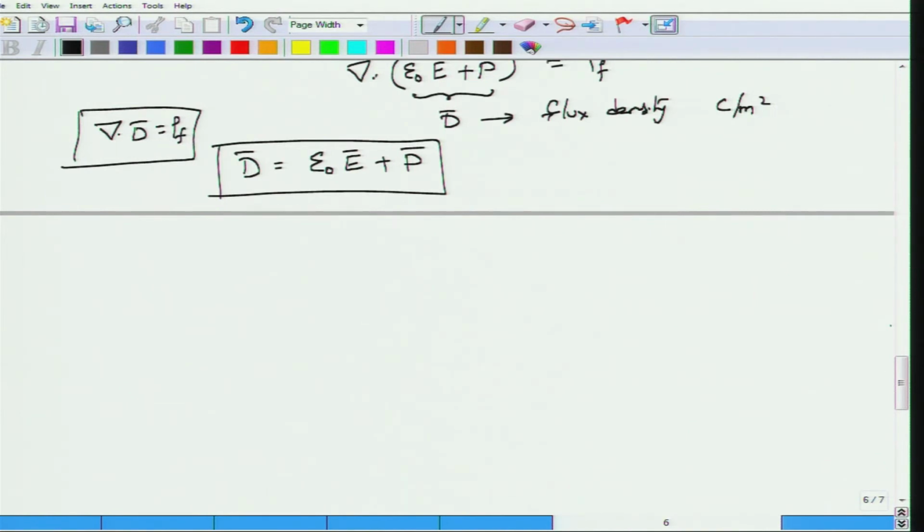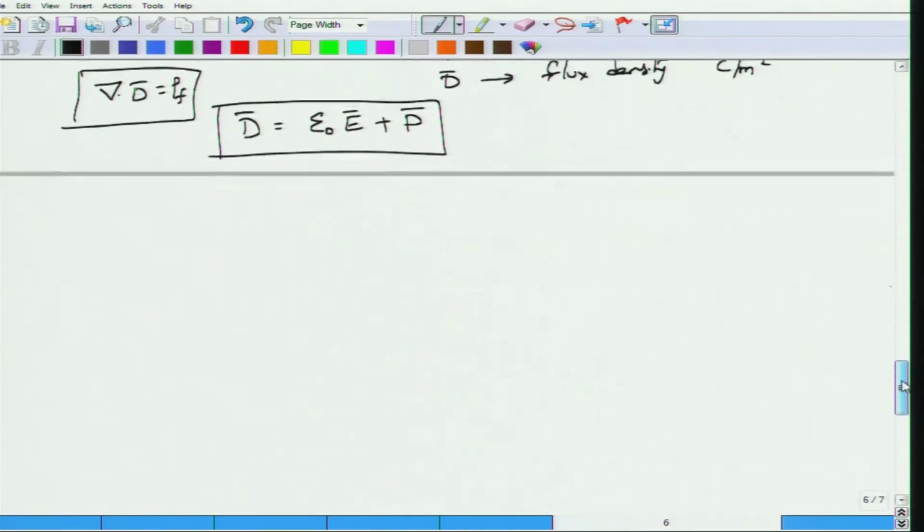Earlier I made a statement saying that chi e for free space is equal to 1, but that is not correct. Chi e for free space is equal to 0, but for any other dielectric it would be greater than 0. So chi e for free space is equal to 0. Sorry for my earlier mistake.